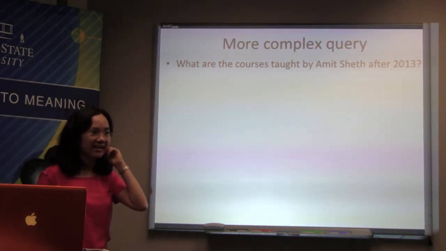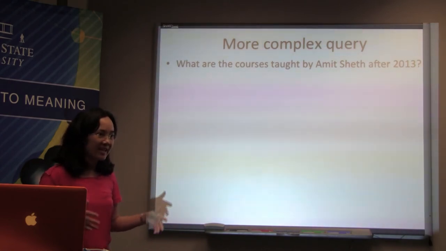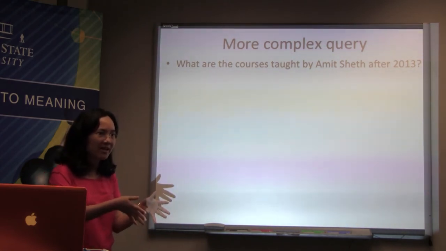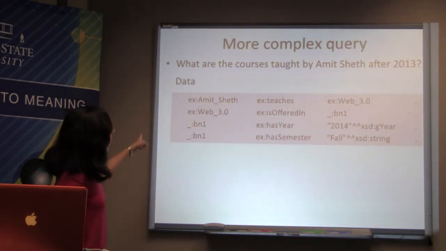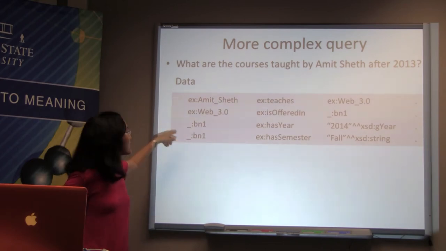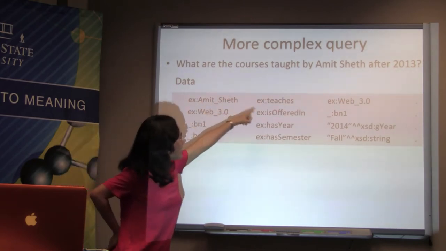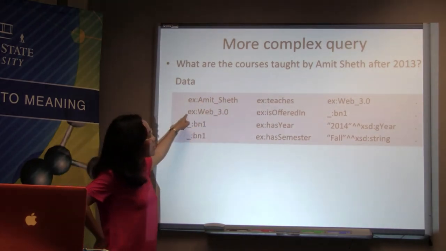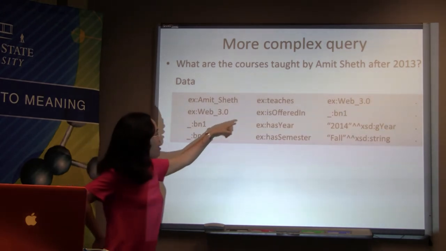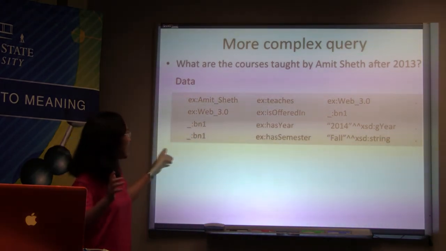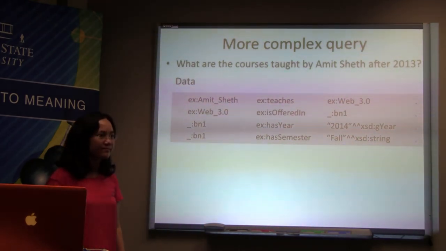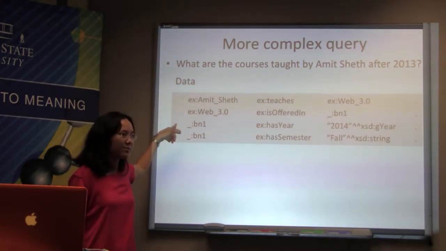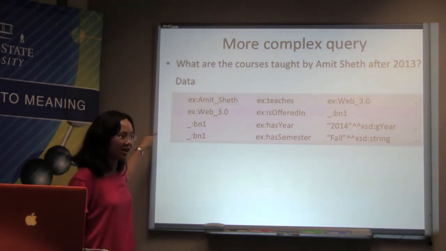So back to your question: if we have more complex conditions to impose on the graph patterns, how do we translate them into SPARQL? These are the RDF triples that express the knowledge that Dr. Shen teaches the Web 3.0 course, that this course is offered in some term, and that 2014 is a year and fall is a semester. So these are the added triples to express the knowledge that we have.